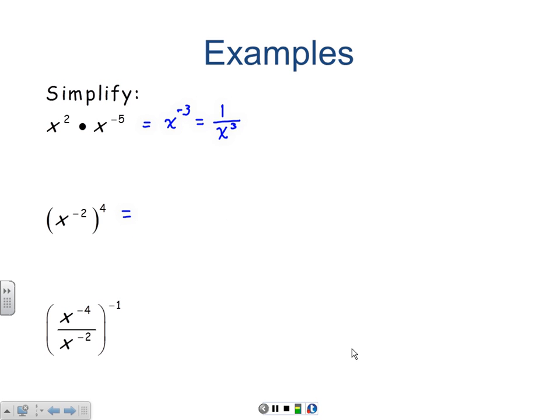So the one in the middle, we have a power to a power. So you're going to multiply exponents. So this is going to be x to the negative 8. And again, we don't want negative exponents in our answer, so we'll take the reciprocal and get a positive 8.